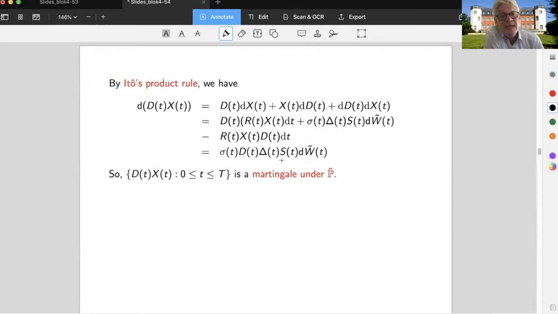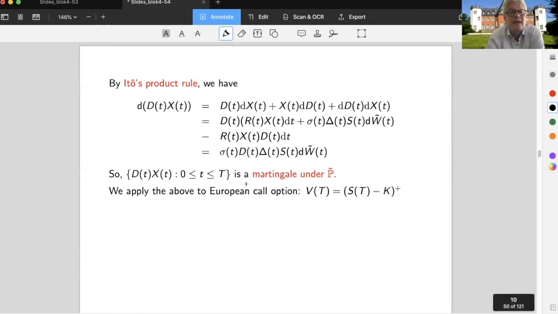And this means essentially that this is in fact a martingale under P tilde. So the discounted portfolio process, little t from 0 to capital T, is a martingale under P tilde. So that's nice. That's nice. And we can work with that. Now let's use that and let's apply what we know to the European call option.